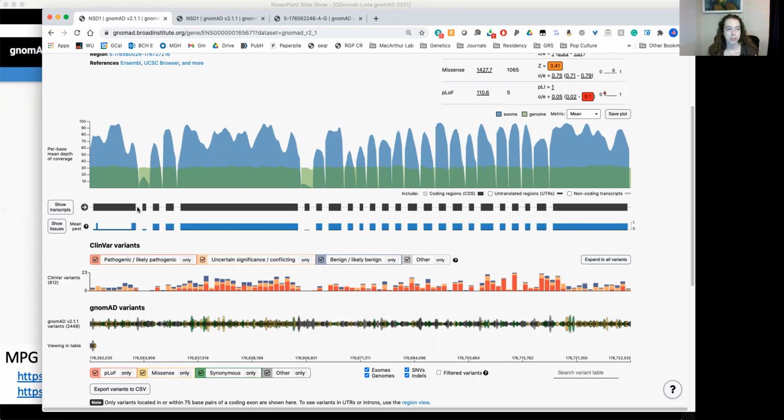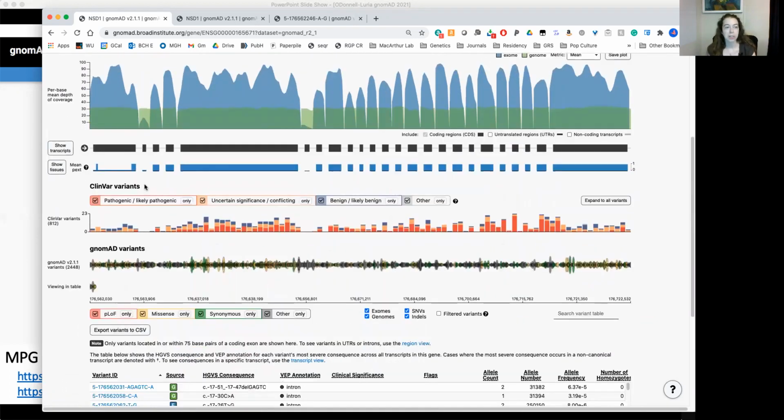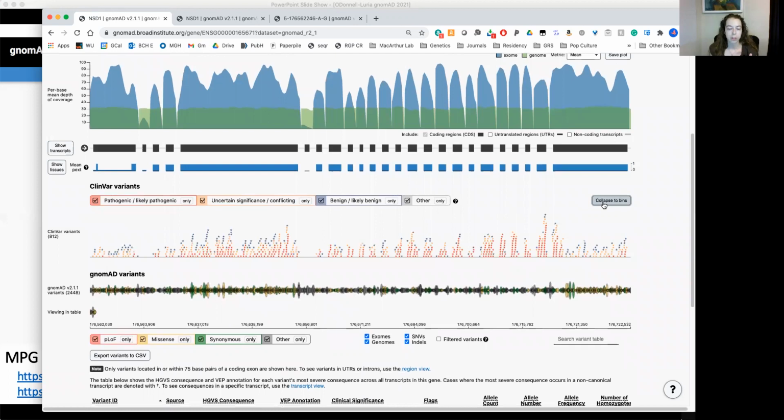We are showing this shortening the introns, but you can actually click region view and see the whole gene. So as we scroll down, we have ClinVar variants here. Very important point. These are all of the variants in ClinVar, but that does not mean these variants are all in the gnomAD dataset. In fact, most of these are probably not in the gnomAD dataset. I recommend that you click to expand all variants, and then you can see all the ClinVar variants here. They're colored by their pathogenicity, whether they're pathogenic, a variant of uncertain significance, or benign, or some of these don't have an assertion in this database.